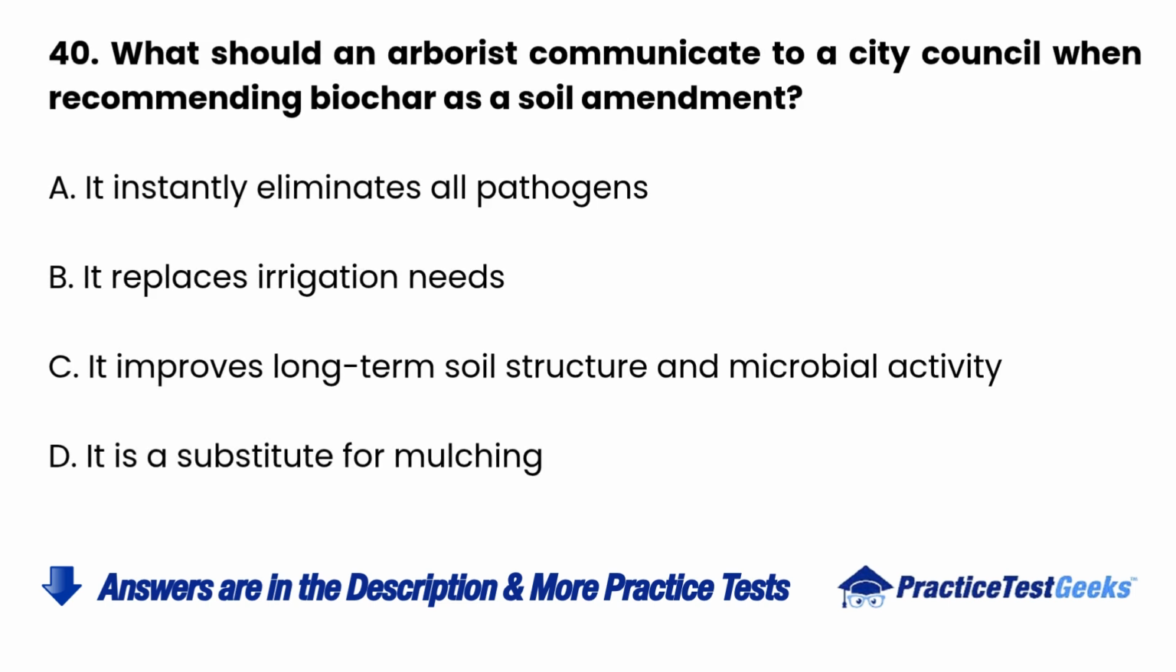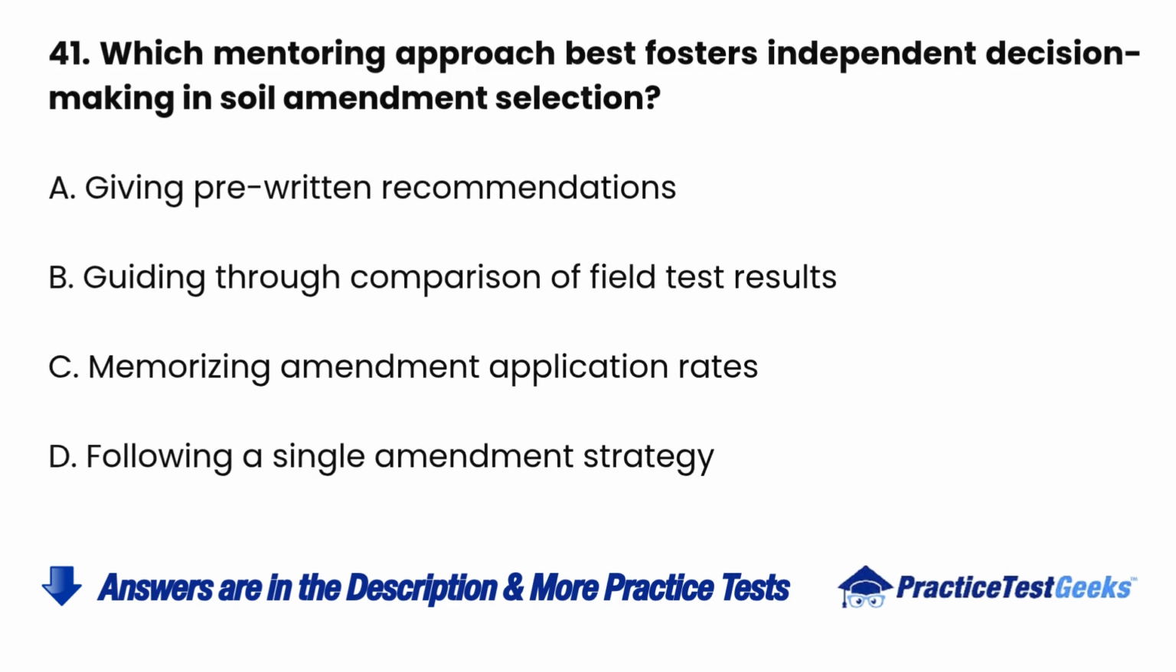40. What should an arborist communicate to a city council when recommending biochar as a soil amendment? A. It instantly eliminates all pathogens. B. It replaces irrigation needs. C. It improves long-term soil structure and microbial activity. D. It is a substitute for mulching.